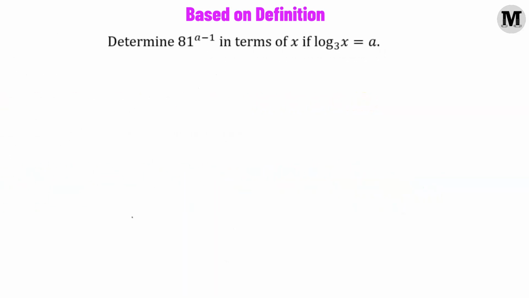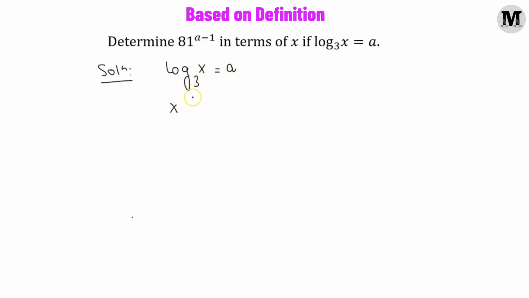So here we need to determine the value of 81 raised to the power of a minus 1, and the answer needs to be expressed in terms of x. So we are given log of x to the base of 3, and that equals a. So let's begin with the logarithm. We have log of x to the base of 3, and this value equals a.